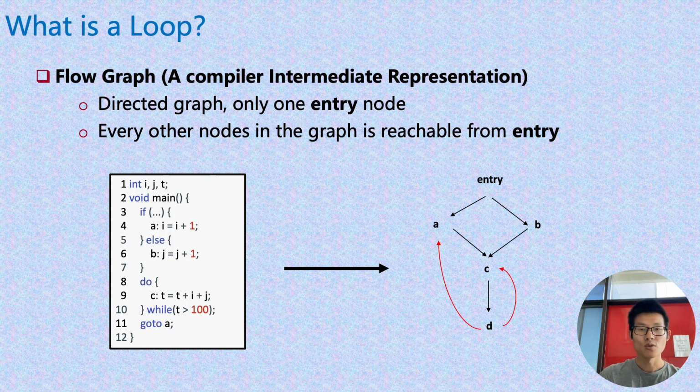First, what is a loop? In the internal of a compiler, the source program is often translated into an intermediate representation called the flow graph. Take a look at the example code below. The program written in the C language in the left box is translated into a flow graph in the right hand. A flow graph is a directed graph. It has only one single entry node, and every other node in the graph is reachable from the entry. That means you can always find a path from entry to any given node in the flow graph.